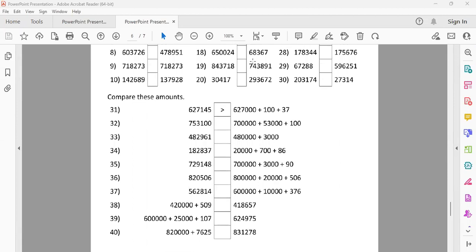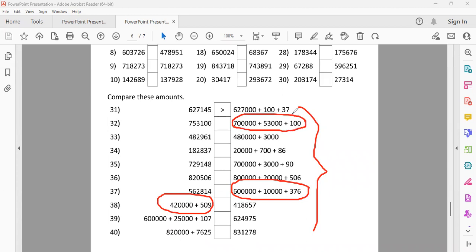Again, over here, the numbers are broken up. They are already partitioned. So you have to find what's the total here. You have to add these values first. Add the values first and then only do the comparing.